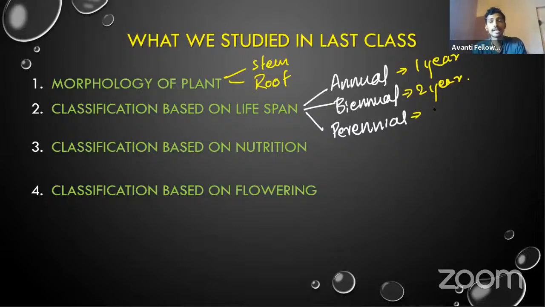The third one is perennial. That means many years, more than 2 years, right? What we see normally, the trees and everything, belong to perennial, and herbs belong to annual or biennial.